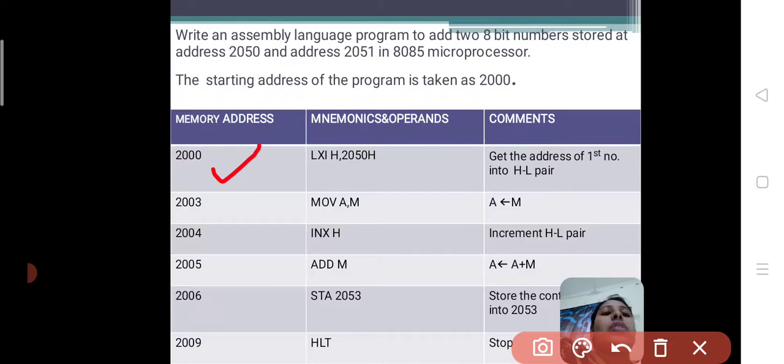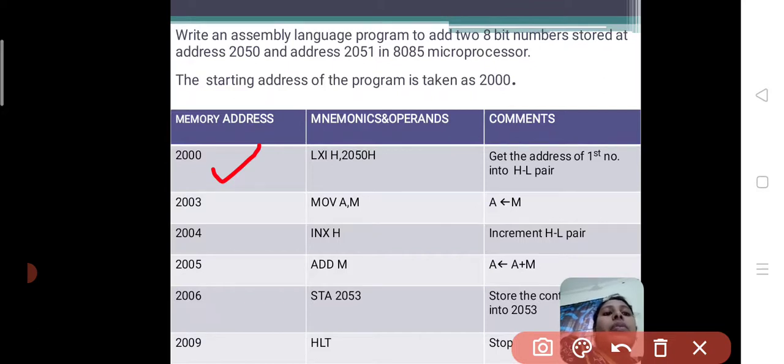Next, mnemonics and operands. Mnemonics are these English-like words: LXI, MOV, INX, ADD. These all are mnemonics. The right side of the mnemonics are the operands. Here the operands are H, 2050, and A, M, H. These all are operands.